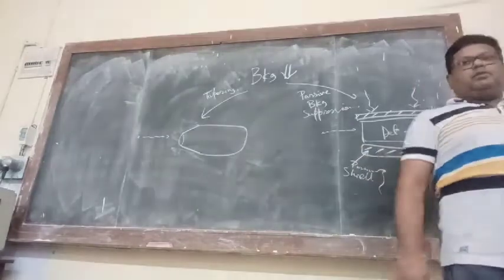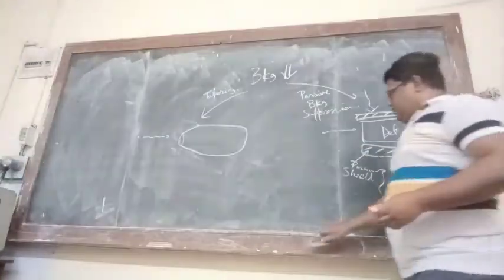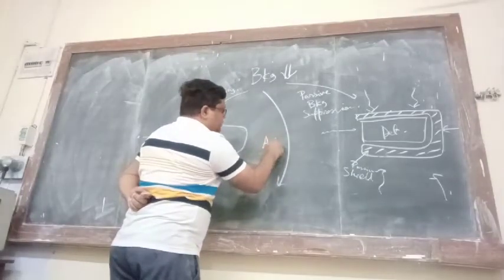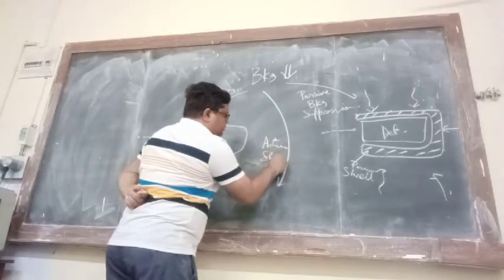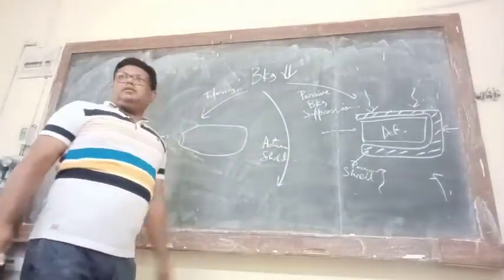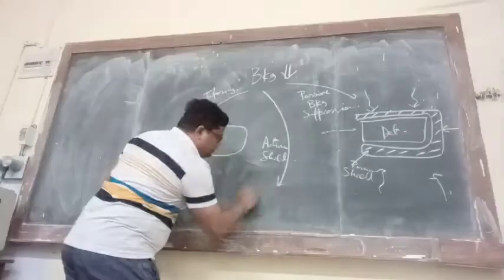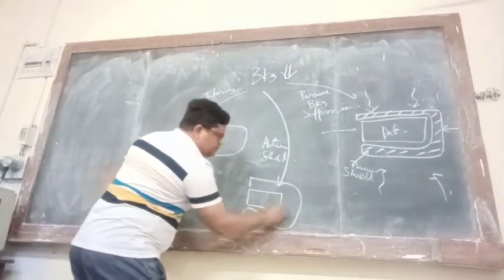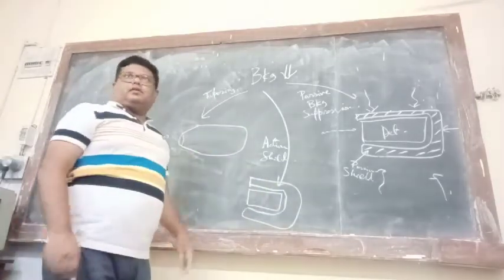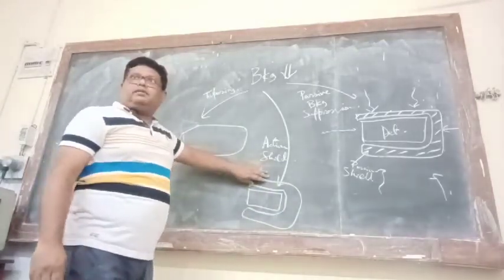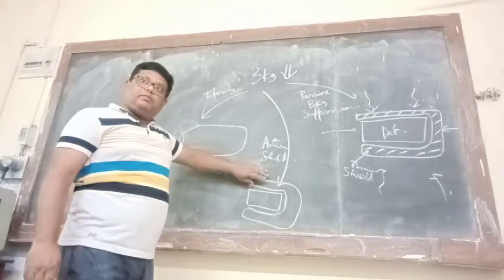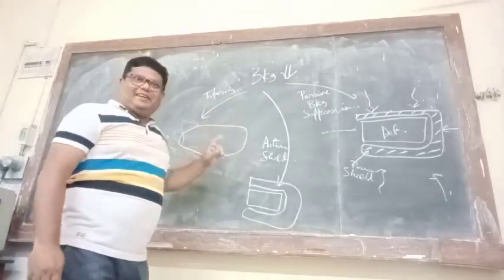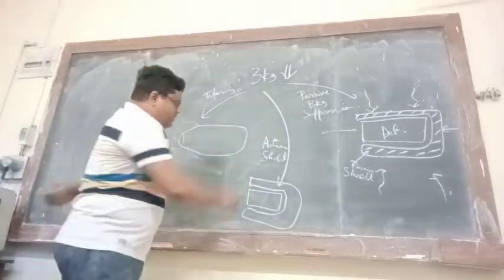Now I am going to talk about an even more advanced version of this. What is that? This is known as active shielding. What is active shielding? The concept is the same. So a material will be there. Now you see here, what is happening? Same material.